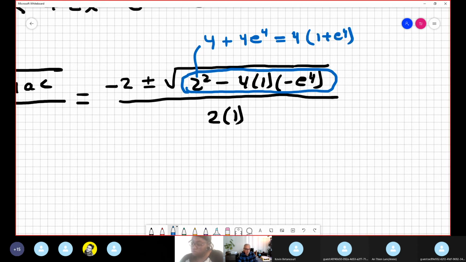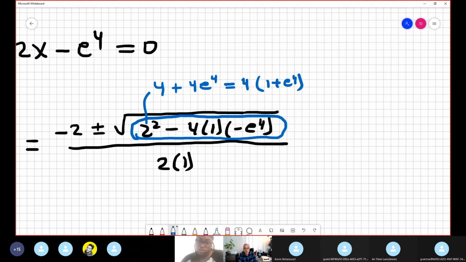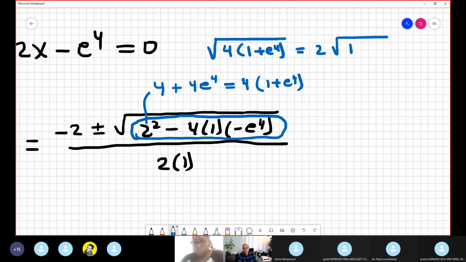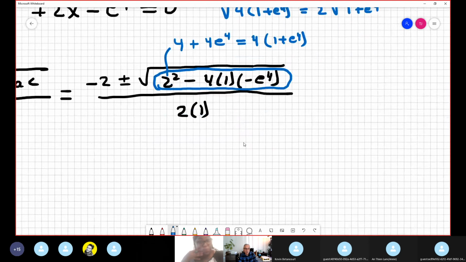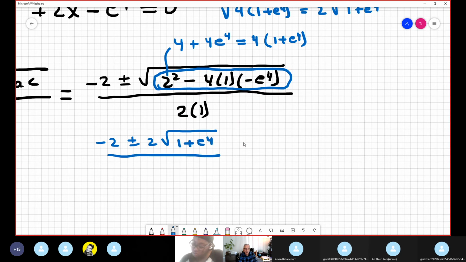And when you apply the square root of this expression, it is obvious that the square root of 4 is 2. And the square root of the rest, leave it like that. I cannot simplify this because it's plus. But my solution so far is minus 2 plus or minus 2 radical 1 plus e to the 4th power, divided by 2. Oh, look at that. These two cancel out if you want.